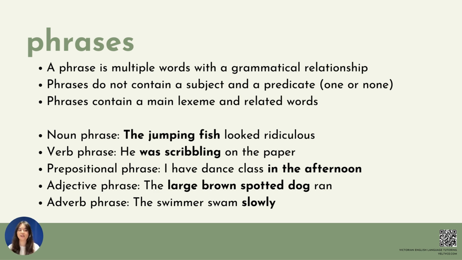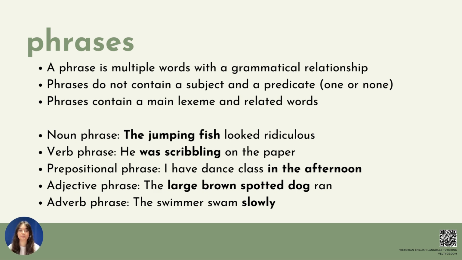For example, a noun phrase: the jumping fish looked ridiculous. Verb phrase: he was scribbling on the paper. So scribbling is our verb. Was is the attached part, the related words to that main lexeme. Prepositional phrase: I have dance class in the afternoon. So in the afternoon is giving out information about when it's going to happen, so it's prepositional and has the related words as well as the main preposition.